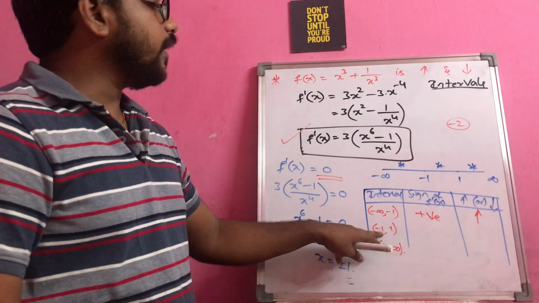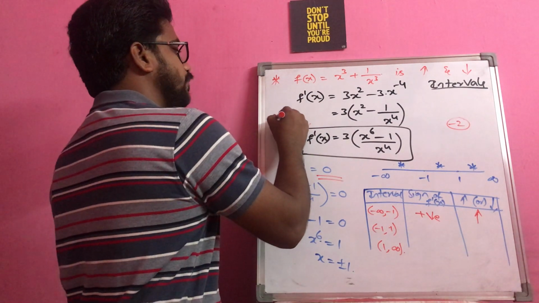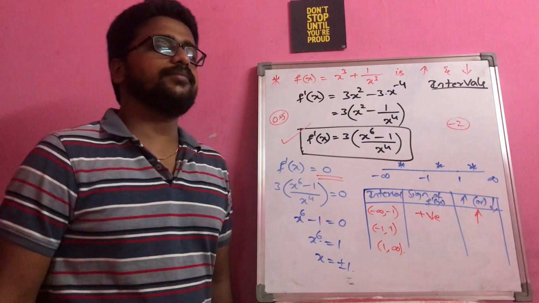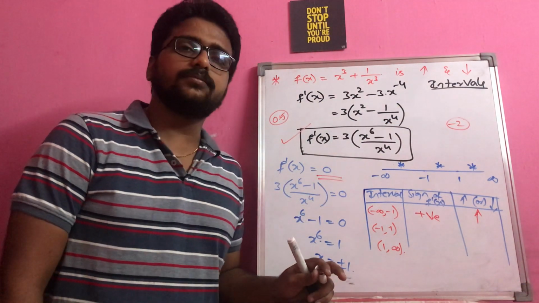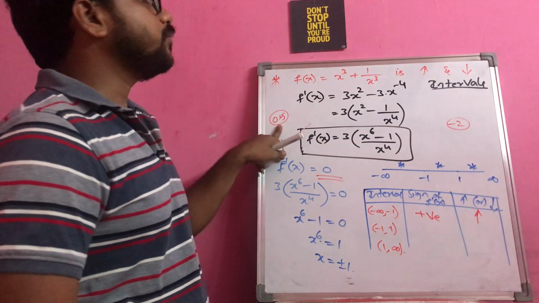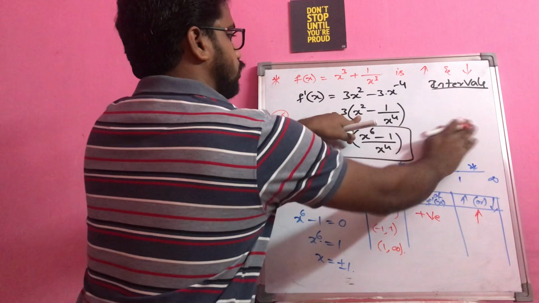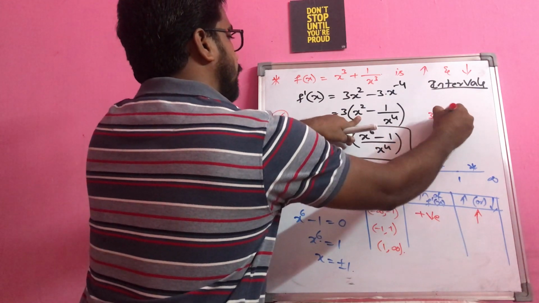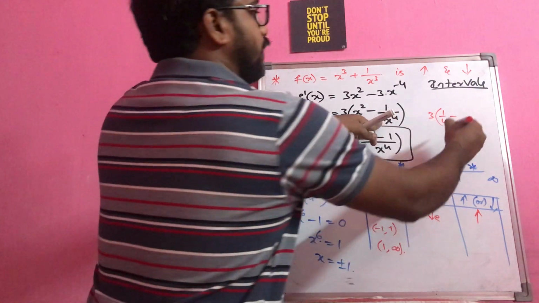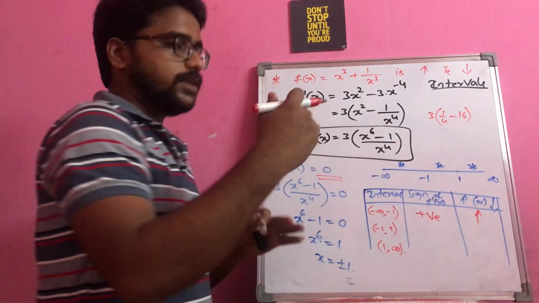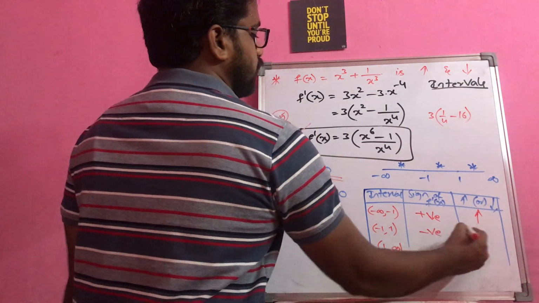Now consider a value from minus 1 to 1. Let us take say 0.5. You might have understood why I am not taking 0, because if I take 0 here, 1 by 0 will become infinity. So if I substitute 0.5 here, this will become 1 by 4. So 3 into 1 by 4 minus, even if I substitute 1 by 2 here, it will become 16, because that 2 power 4 will come to the numerator, and obviously this entire number is negative.